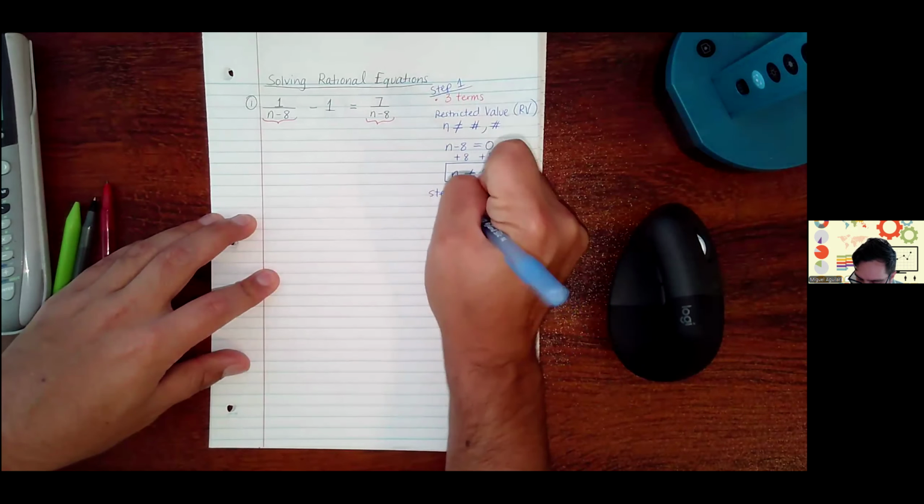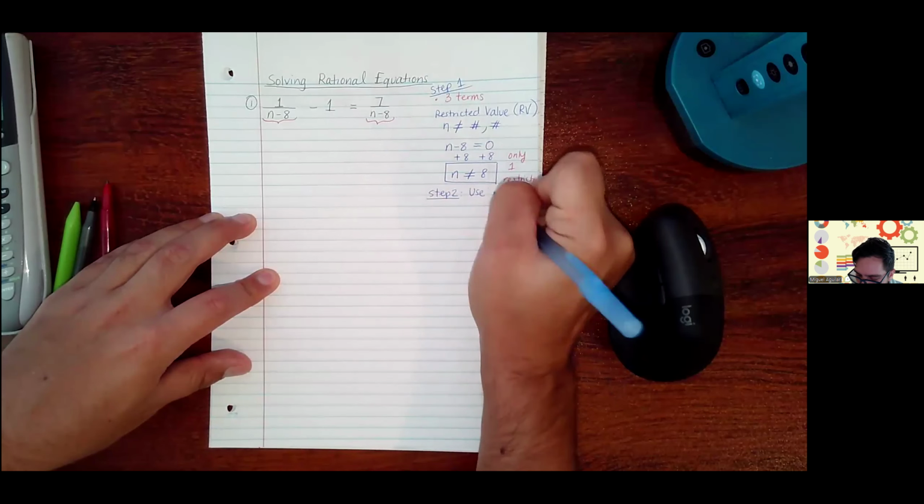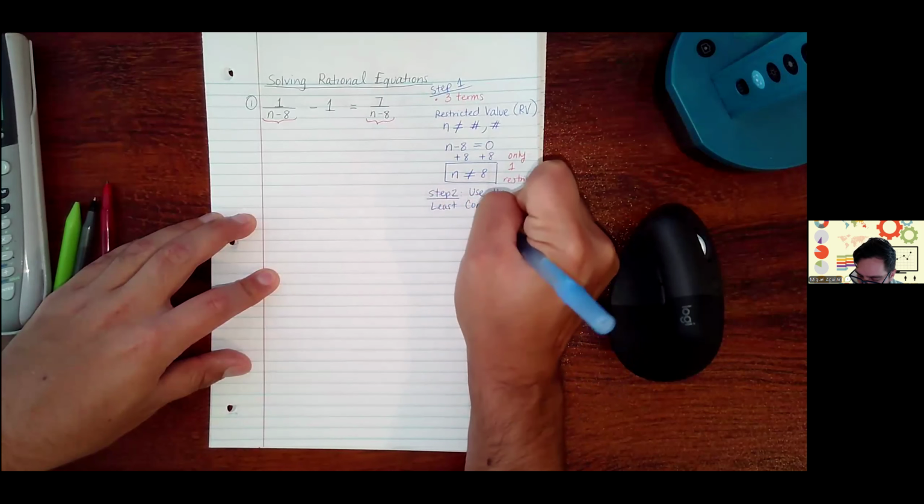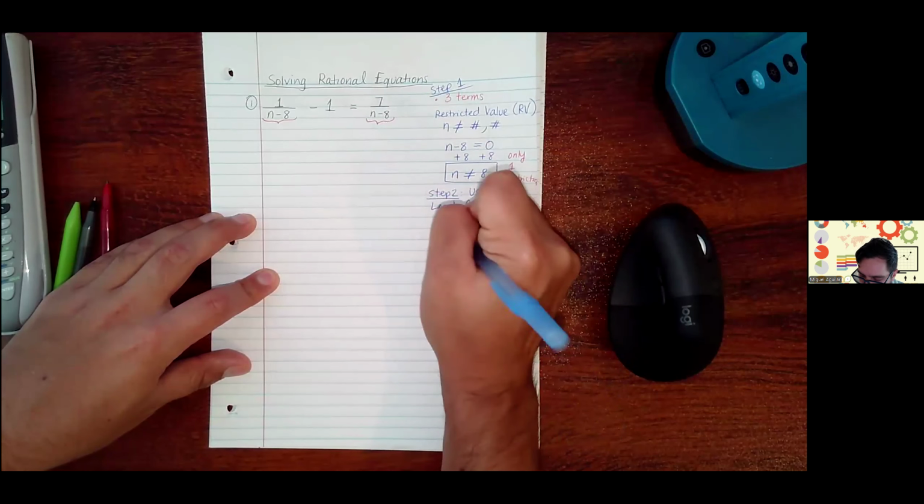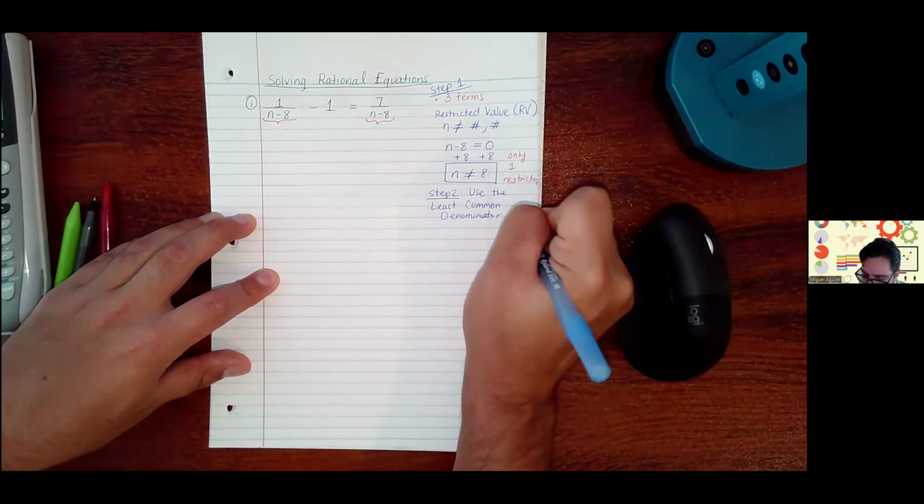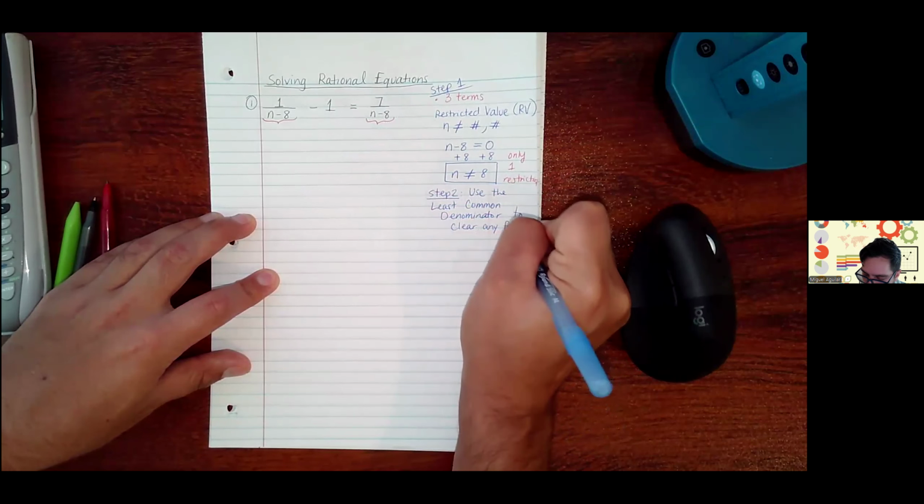Step two is to use the least common denominator to clear any fractions.